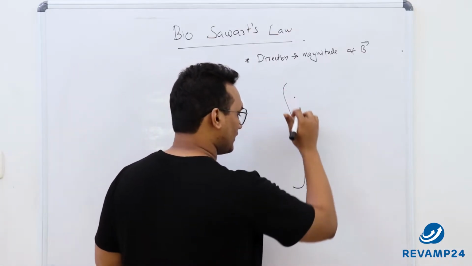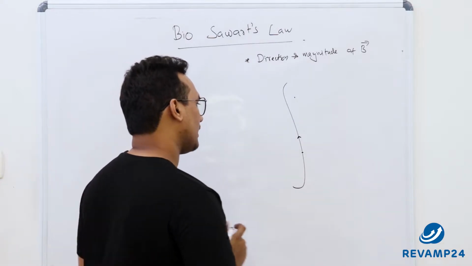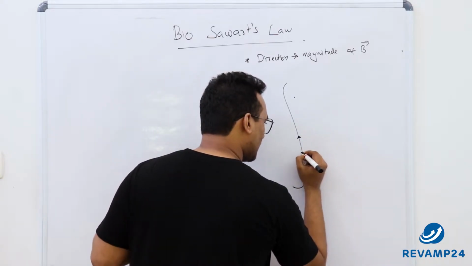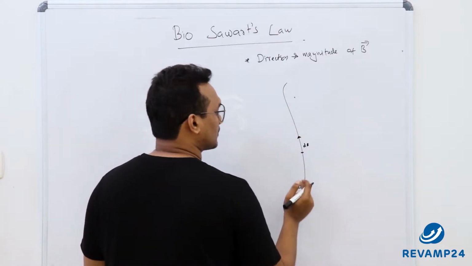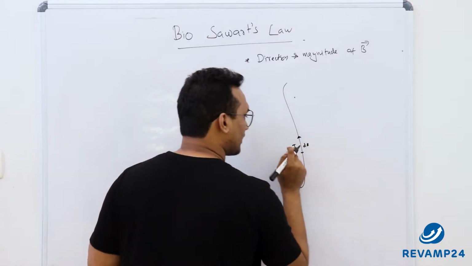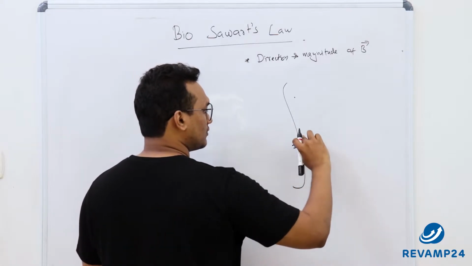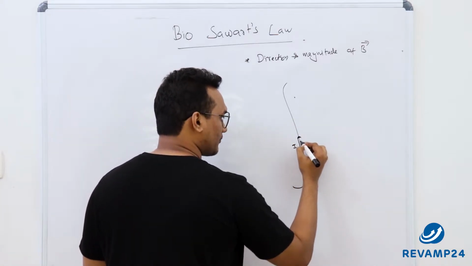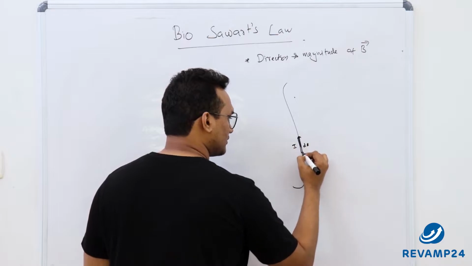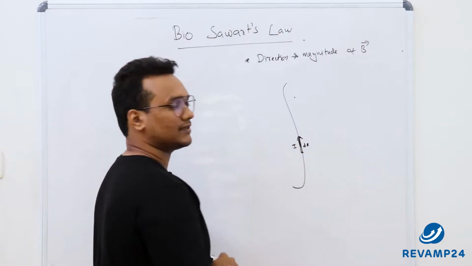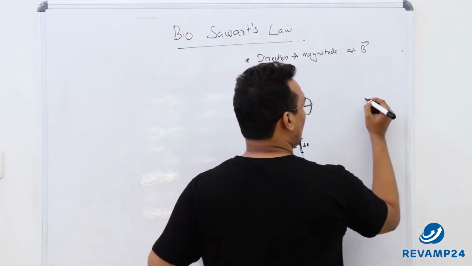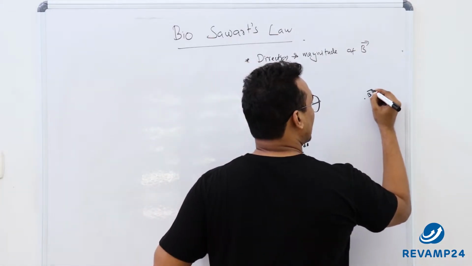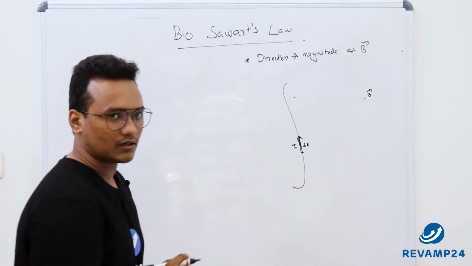So let's say I have a conductor with a random shape, and out of that I am taking a small element dl. It's the same current passing through every part of the conductor, so here the same current I passes through the length dl. This is the length dl, and this is the direction of current. Now, if I want to find the value of magnetic field here, I have to apply Biot-Savart law.